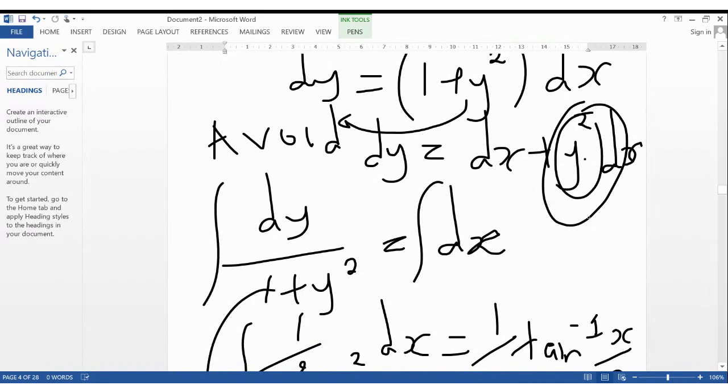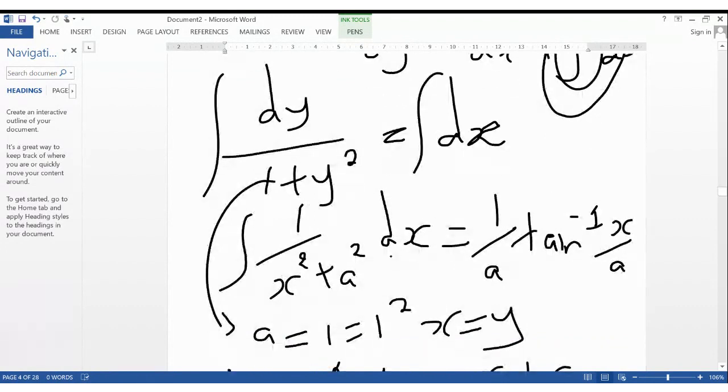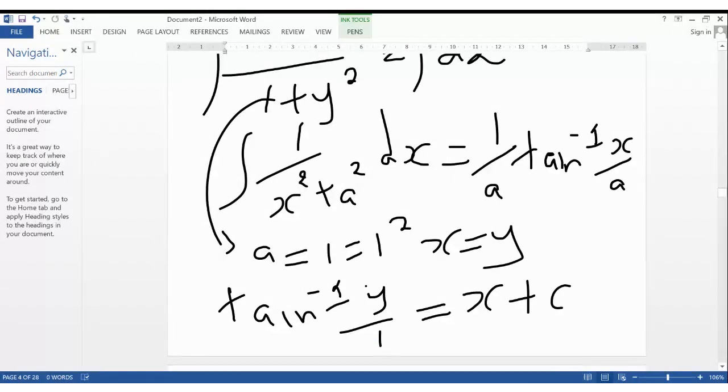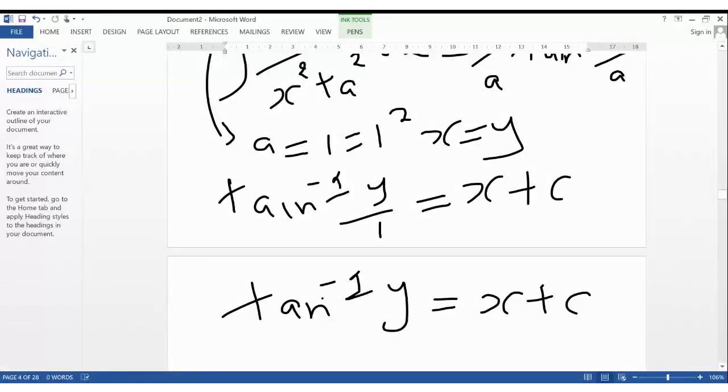Now I've used a principle on the mathematical table, the integration of 1 over x squared plus a squared dx. This one is 1 by a tan inverse of x over a. If you take these two, they are closely related because a is a constant. So if you check that one correctly, our a is 1, is the same as 1 squared, and our x becomes our y. And if you do that one correctly, now you'll get tan inverse of y over 1 is equal to x plus c. Then y over 1 is the same as still just y. That's why I'm finding the answer to be tan inverse of y is equal to x plus c.